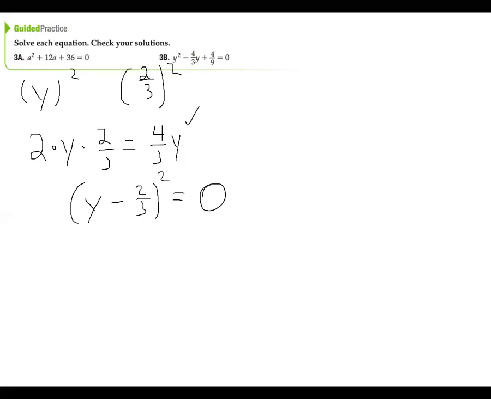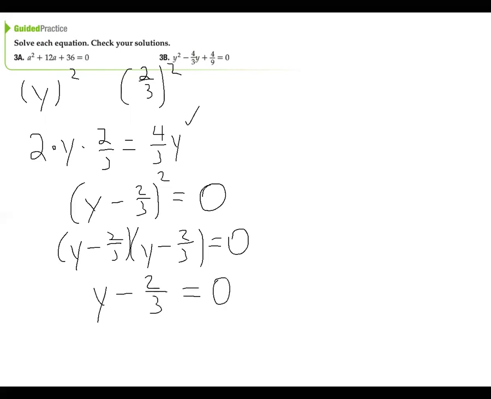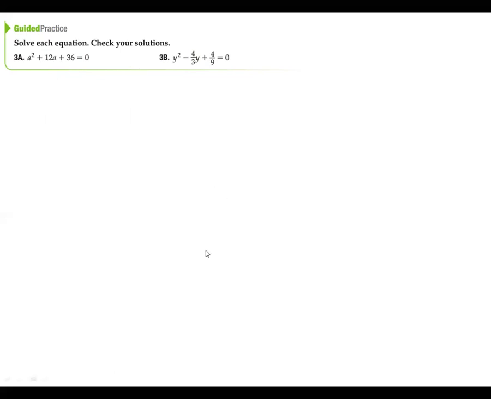Which is y minus 2/3 times y minus 2/3. Since it's a perfect square trinomial, the factored form is just the repeated factor of y minus 2/3. So you only have to set one of the y minus 2/3 equal to 0 because the other one gives the same thing. Add 2/3 and you get y equals 2/3. And we're done.